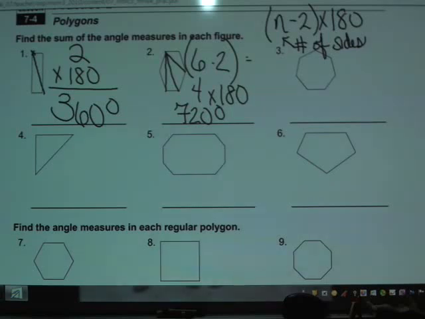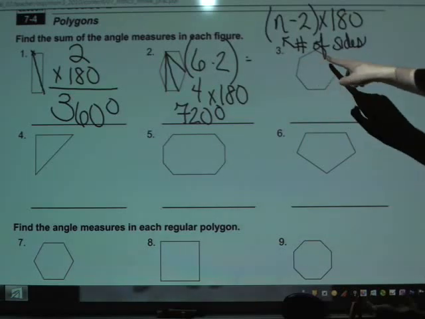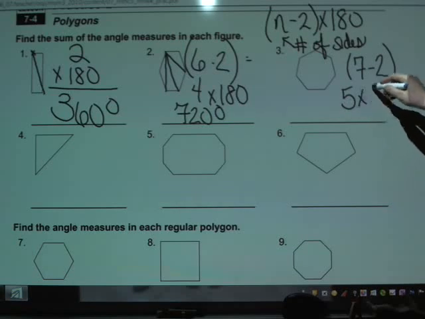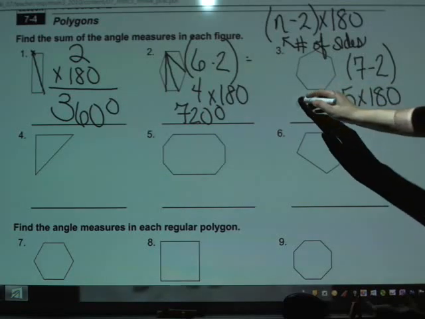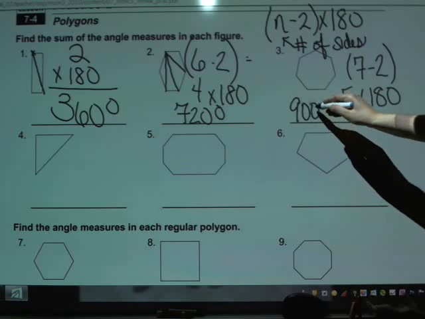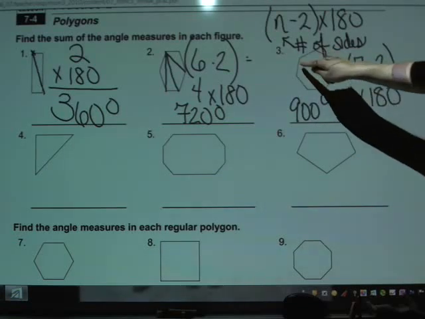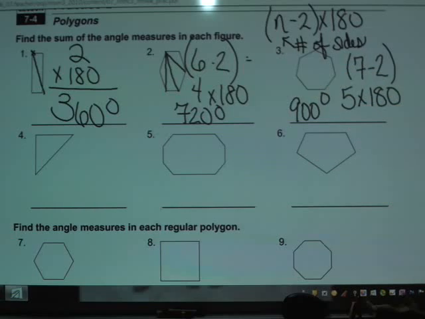Let's do one more, number 3 here. In number 3, we see we have 1, 2, 3, 4, 5, 6, 7 sides. So we start off with 7 and then subtract 2, which is 5. And then multiply by 180, which is again from the triangulation. 5 times 180 is going to give me 900. I said 900 degrees. So the angles in this shape, when I add the angles together, add up to make 900 degrees.